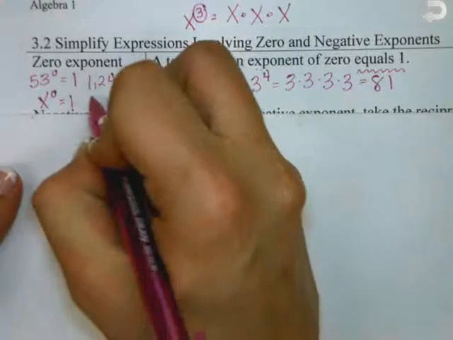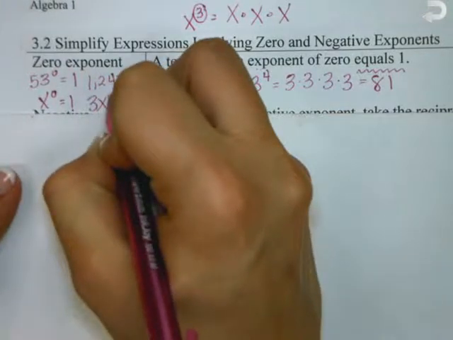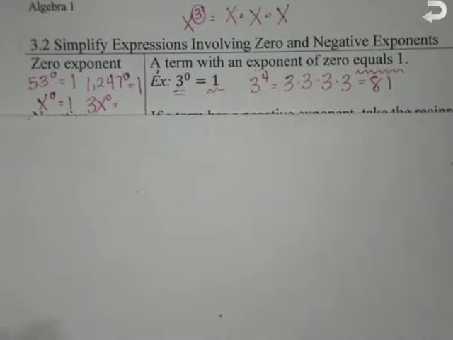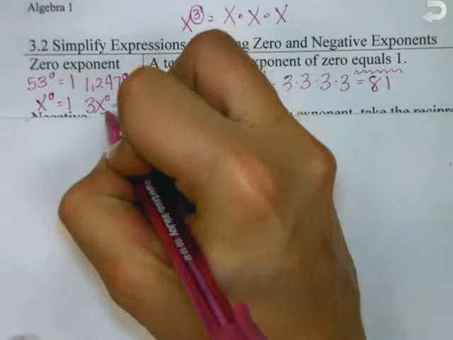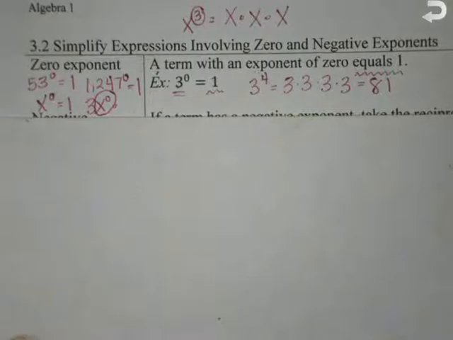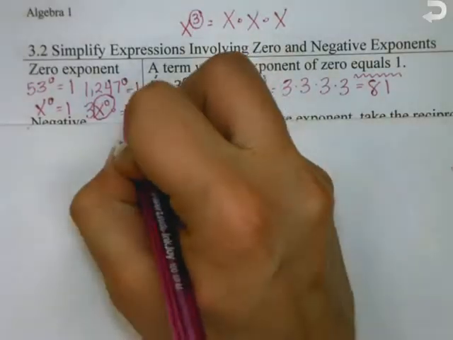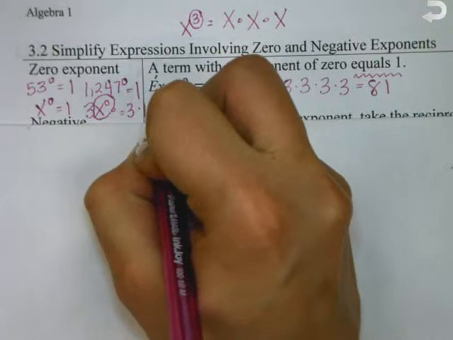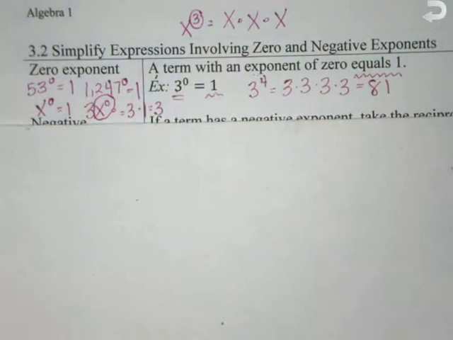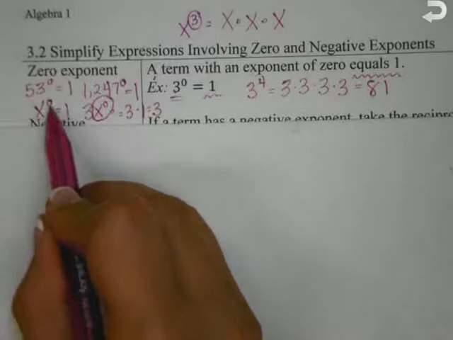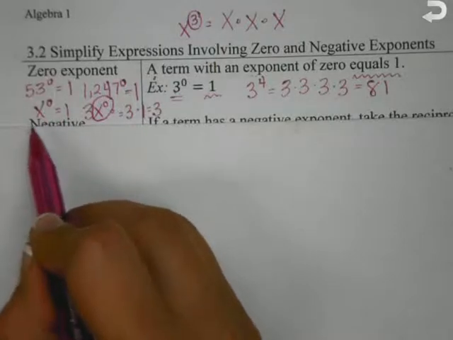3x to the 0 power. Why 3? What's that exponent attached to? Just the x. So x to the 0 is 1. That gives me 3 times 1, which is 3. So it only applies to the number that it's attached to. Does that make sense? Okay.